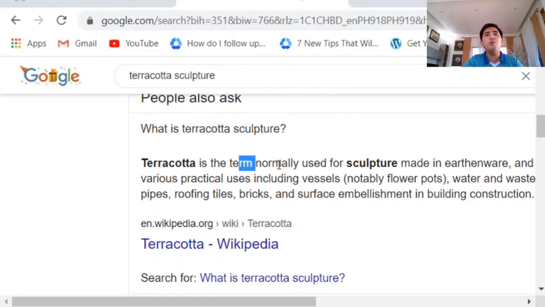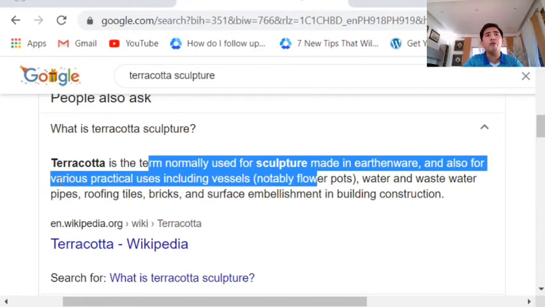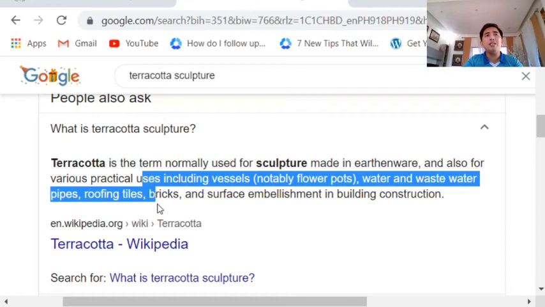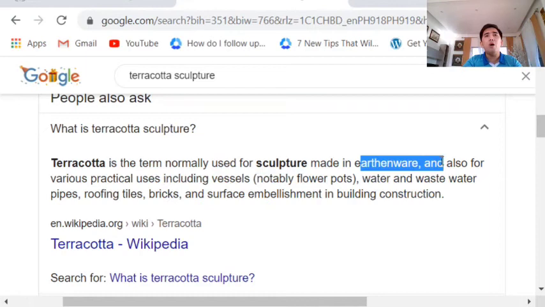Terracotta is the term normally used for sculpture made in earthenware and also for various practical uses including vessels, water and waste water pipes, roofing tiles, bricks and surface embellishment in building construction. So tandaan niyo lang, ang ginamit is earthenware. Okay? So of course lupa or soil.